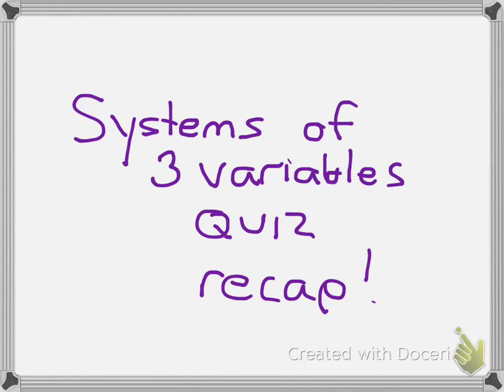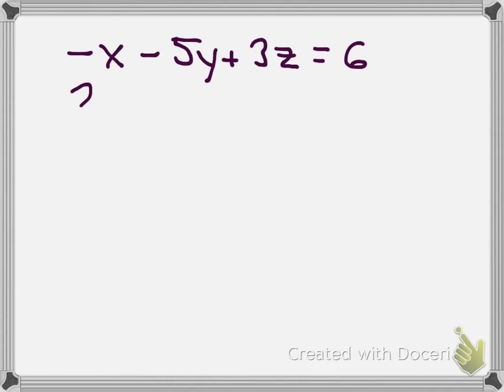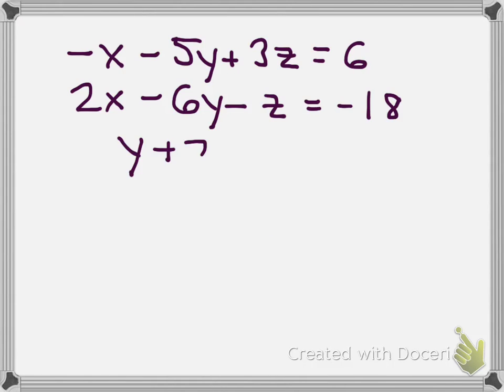Hi everybody, this video is a recap of today's quiz on systems of equations of three variables, and it started off today with three equations, x, y, and z, and all three equations had all three variables. The first thing I noticed is that none of the equations is solved for x, y, or z.